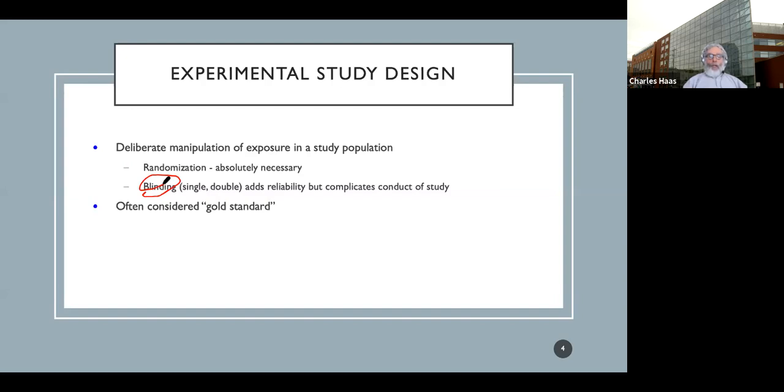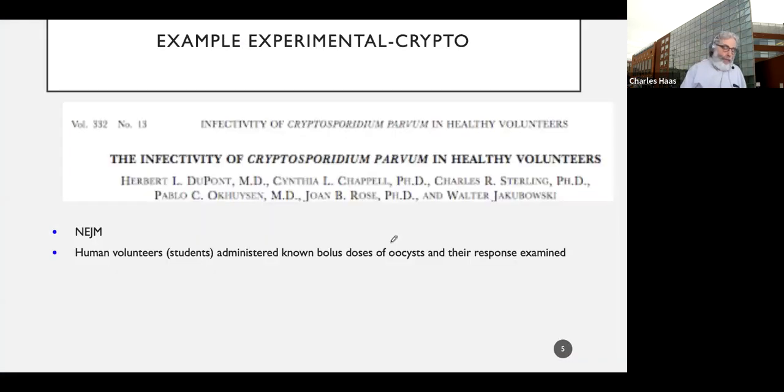And a double-blind randomized study, as we see from the present literature, is often considered the gold standard in the context of pharmaceutical testing or vaccine testing. You've seen the acronym RCT in the popular press for randomized controlled trial. I'll give you an example of one of these studies in the context of estimating infectivity of a pathogen that's very important in drinking water.